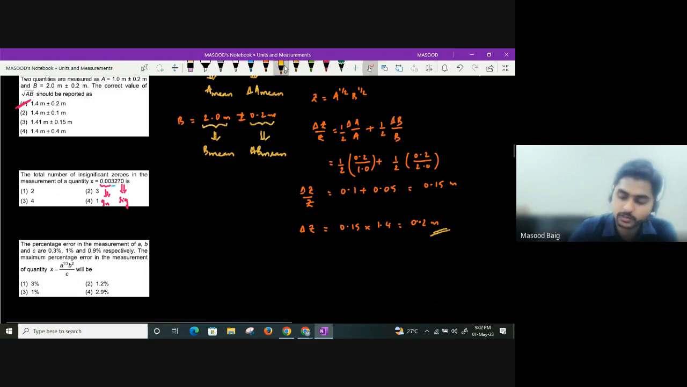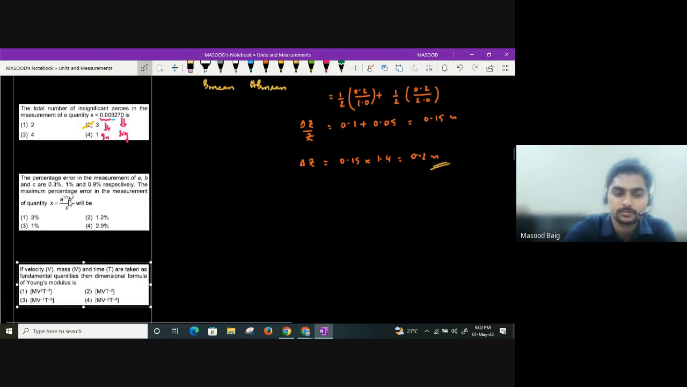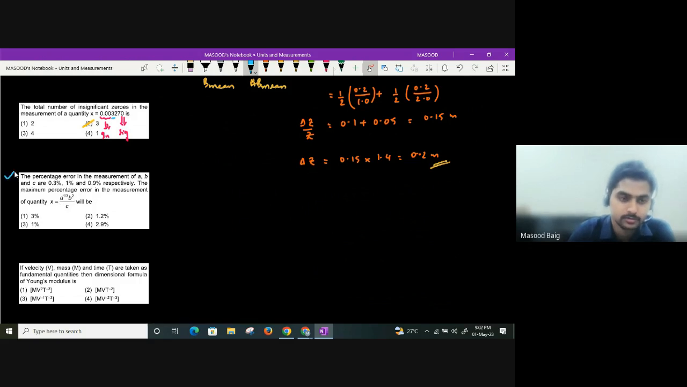Okay, so how many insignificant zeros we have? 3. How many significant zeros are there? 1. Overall, how many significant figures are there? 4 will be the number of significant figures. Clear, all of you? Yes or no, everyone? I think you can solve this question now. Because of time constraint, I'm not discussing it, guys. How to solve it? I hope you can do it. Yes or no?